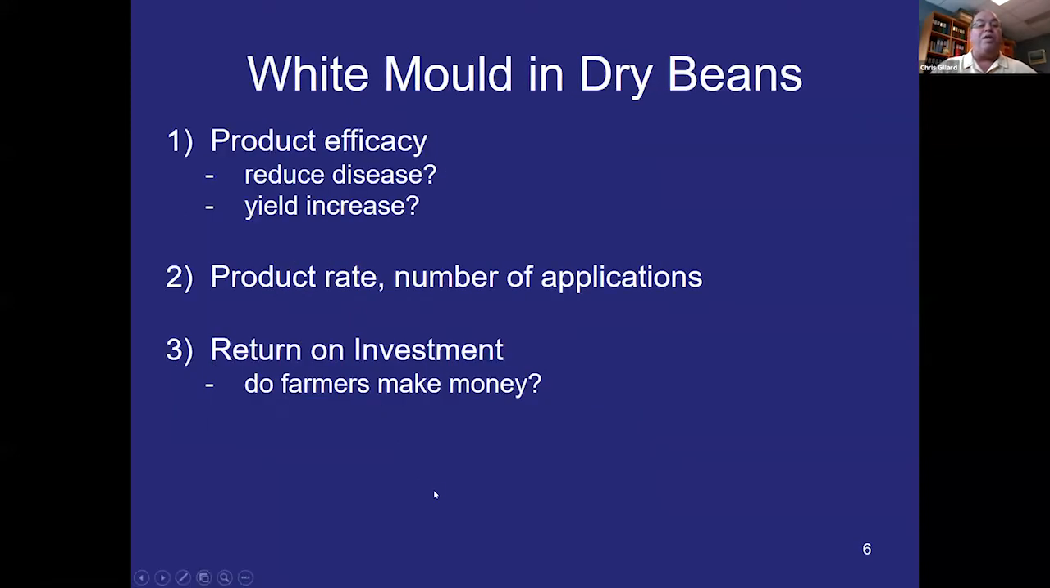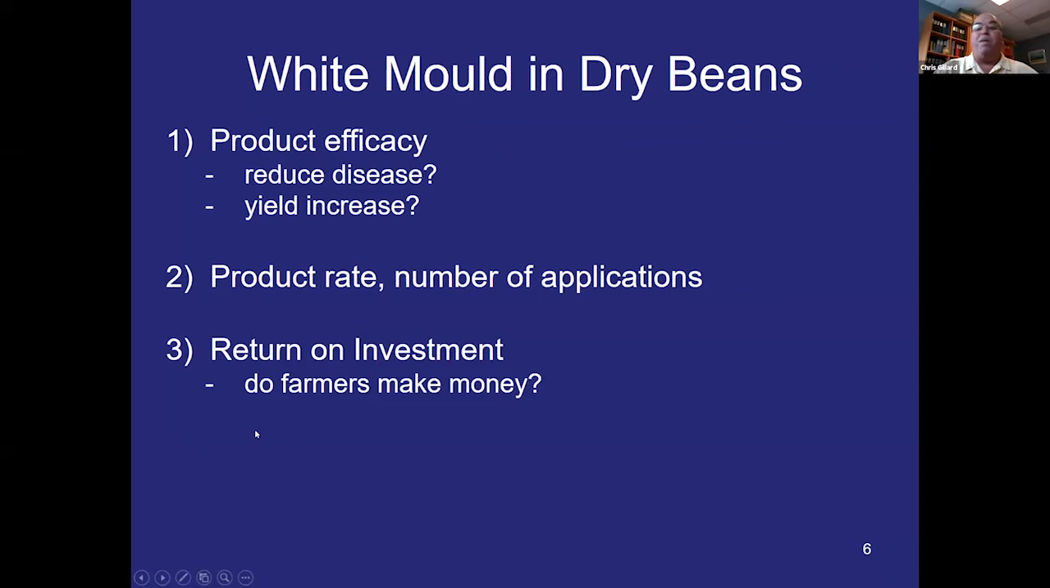So the things I want to talk about, first of all, is the product efficacious? Does it work? Does it reduce disease? And does that result in a yield increase to the grower? And then once we identify the products that work, can we tweak them, product rate and the number of applications, to get a better response out of the product?